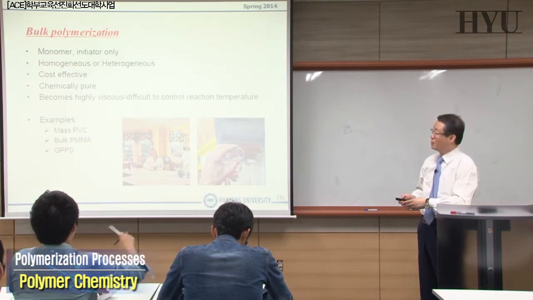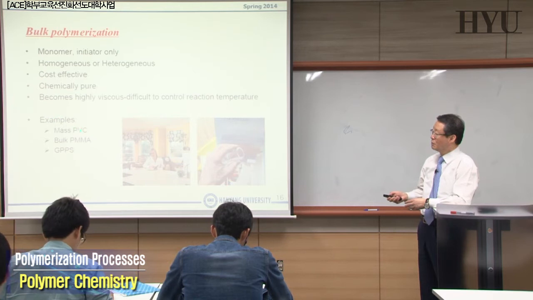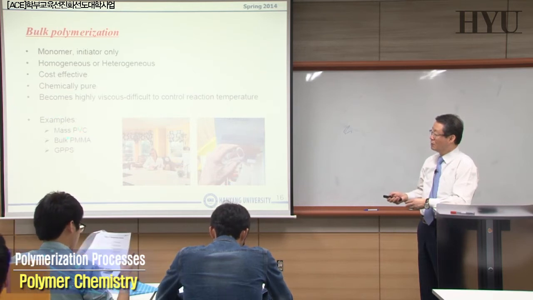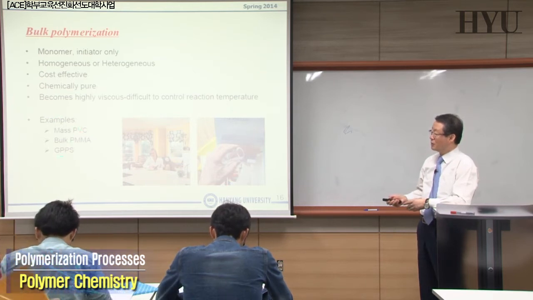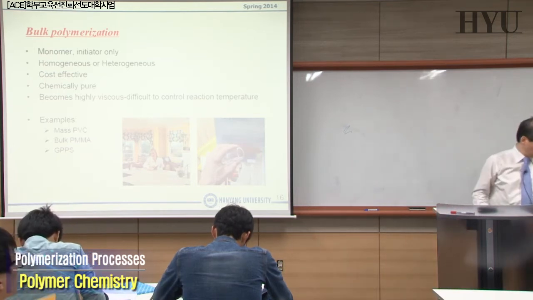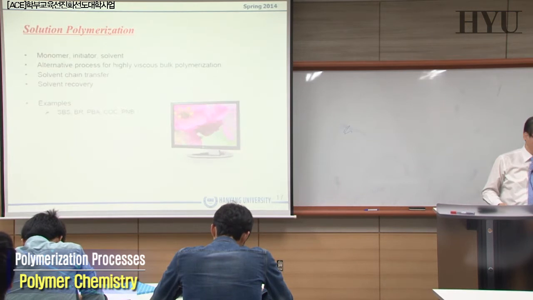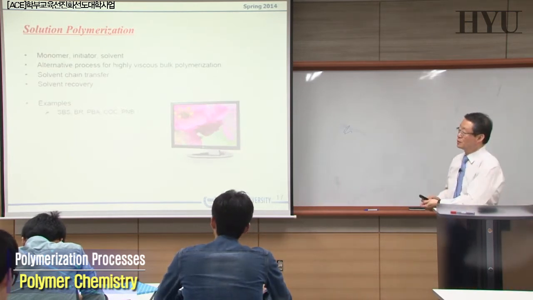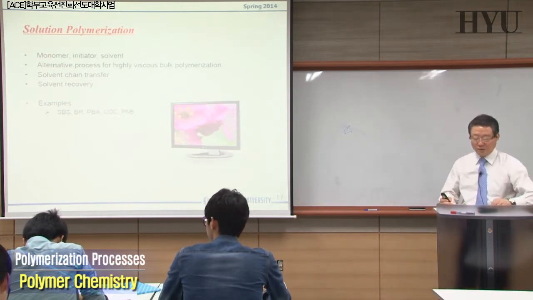Examples of these bulk polymerizations are polyvinyl chloride, polymethyl methacrylate, and polystyrenes. And I told you that this abbreviation is for general purpose polystyrenes.